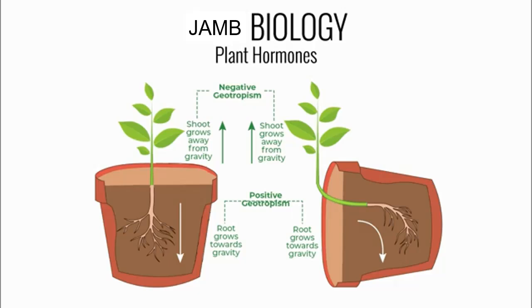So, a root growing sideways will have more auxin on the lower side, but in a root, the extra auxin inhibits growth. So this means the cells on the upper side elongate faster and the growth bends downwards.